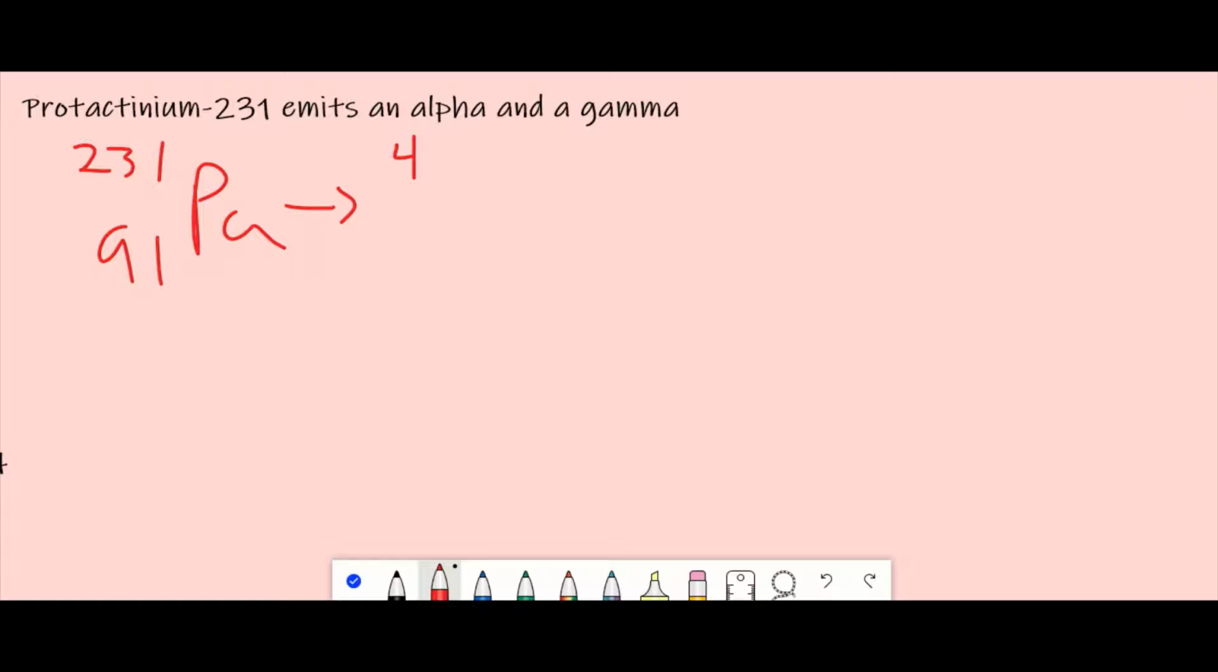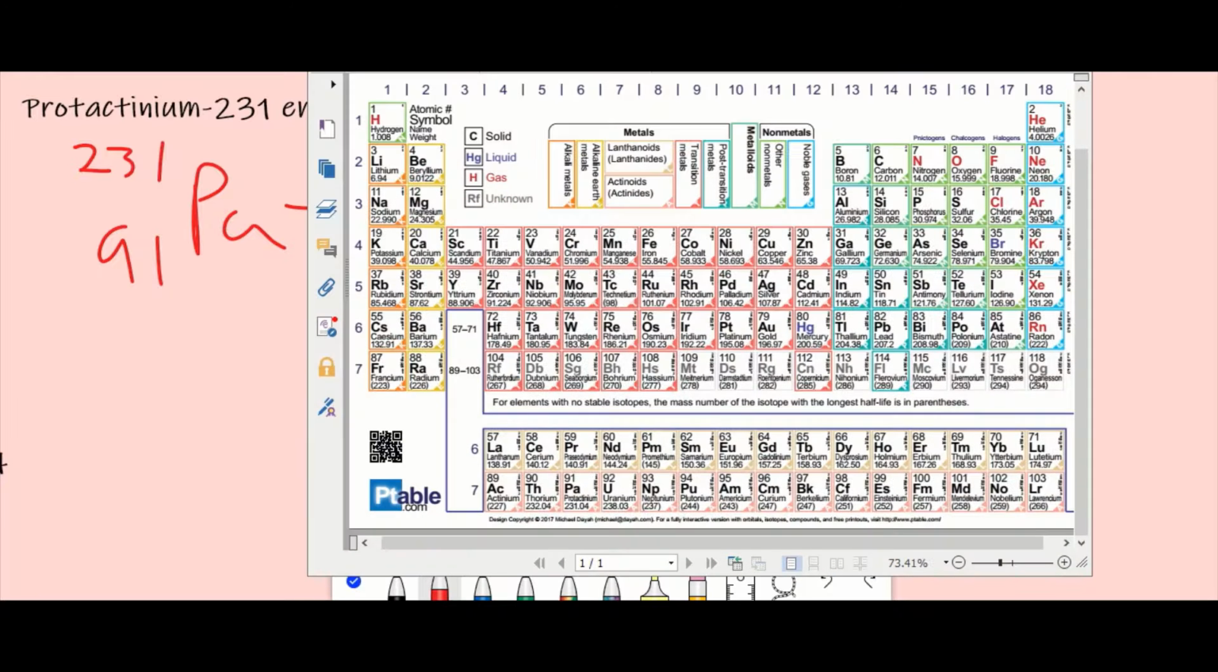So 4, 2, and I'll do the alpha. Then remember, all we're doing is taking out 4 from the top. 231 minus 4 is equal to 227. And then 91 minus 2 is going to be 89. Remember, as soon as we lose 2 protons, the symbol changes. That 89 is actinium, which is Ac.